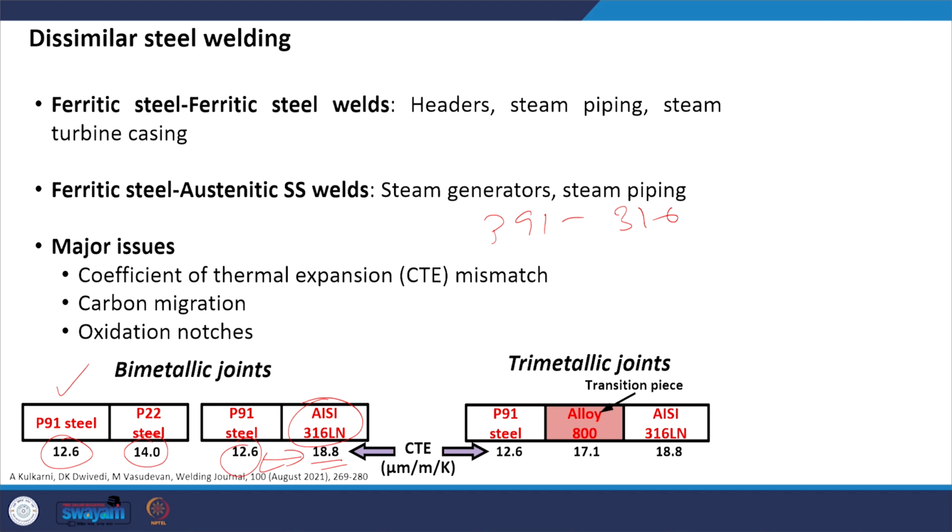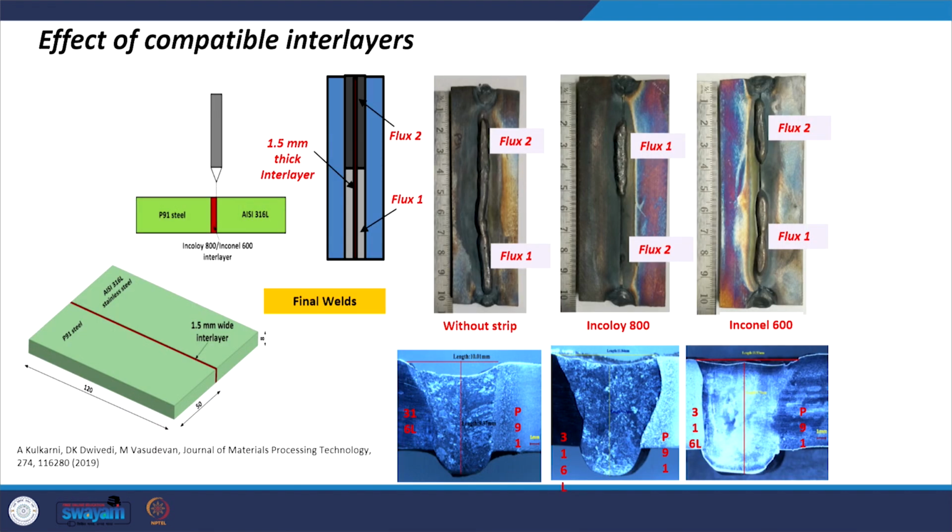When such a combination is subjected to thermal cyclic heating and cooling, that leads to a lot of issues including fatigue cracks. So, how to deal with this problem? Here P91 is on one side and 316 on the other side, and in between, in the case of trimetallic joints, a transition piece of Incoloy 800 having a thermal expansion coefficient of 17 is added.